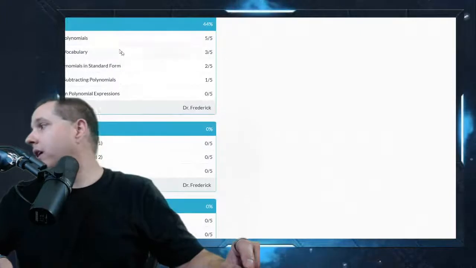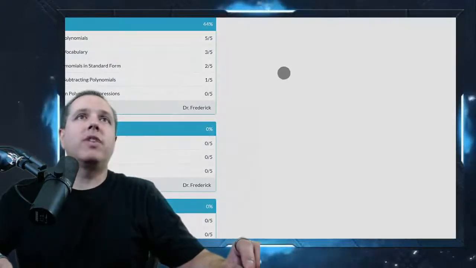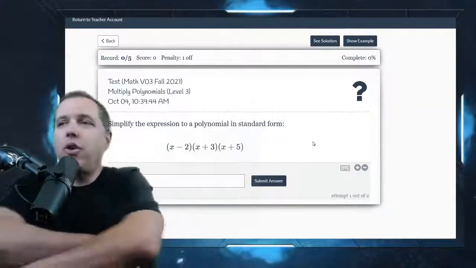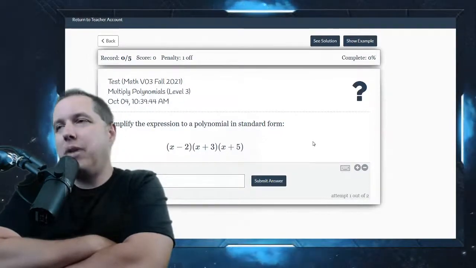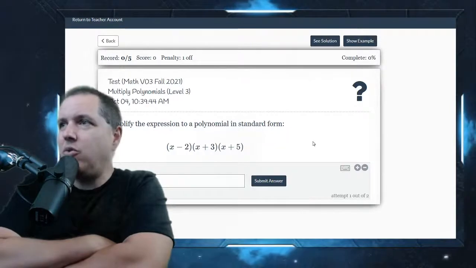Okay. And then we get into something like this, which is another one of those cases that really throws students until they see it and it's explained to them and they go, oh, that's all I had to do?